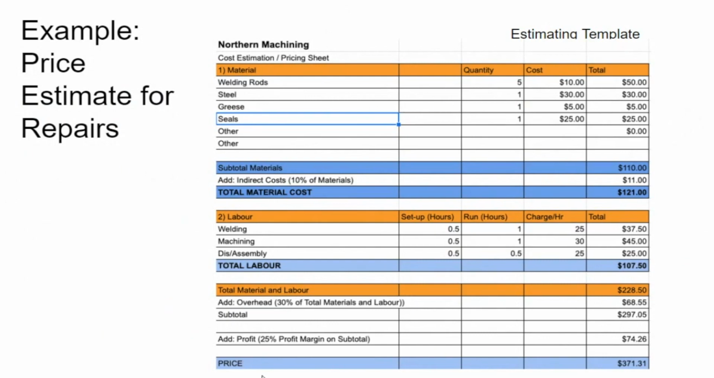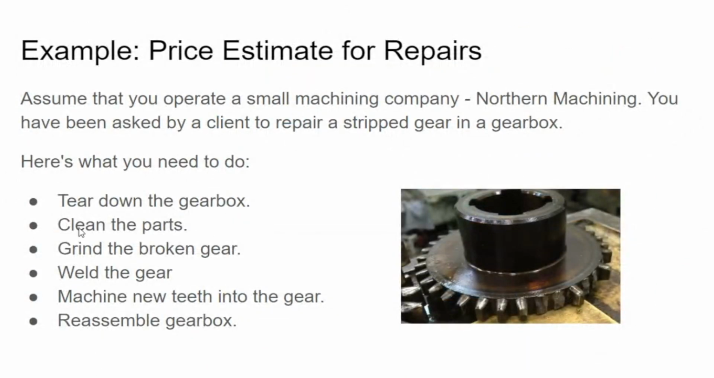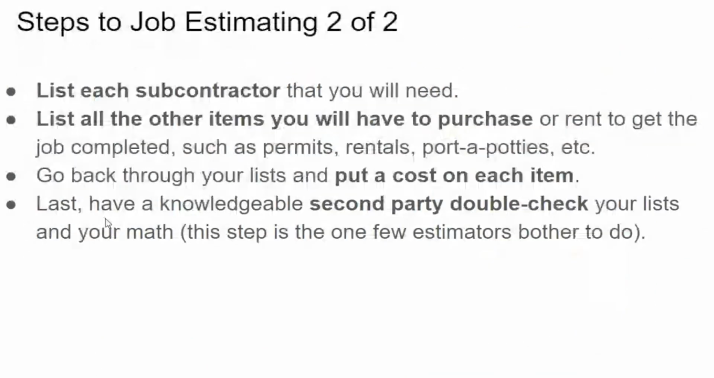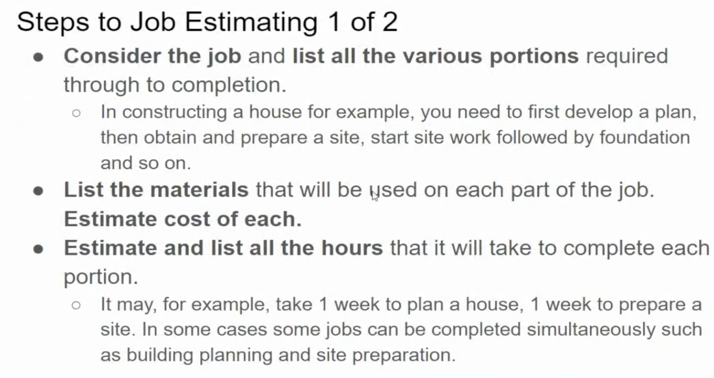So here, for example, is a sample of a spreadsheet. When you set it up in a program like Excel or Google Sheets, there are lots of spreadsheets out there. They all work exactly the same. In these pigeonholes, you just put in welding rods, steel, grease, seals, other. These are the things that you require based on your knowledge, what you feel you're going to require, which is really looking at this list of materials.